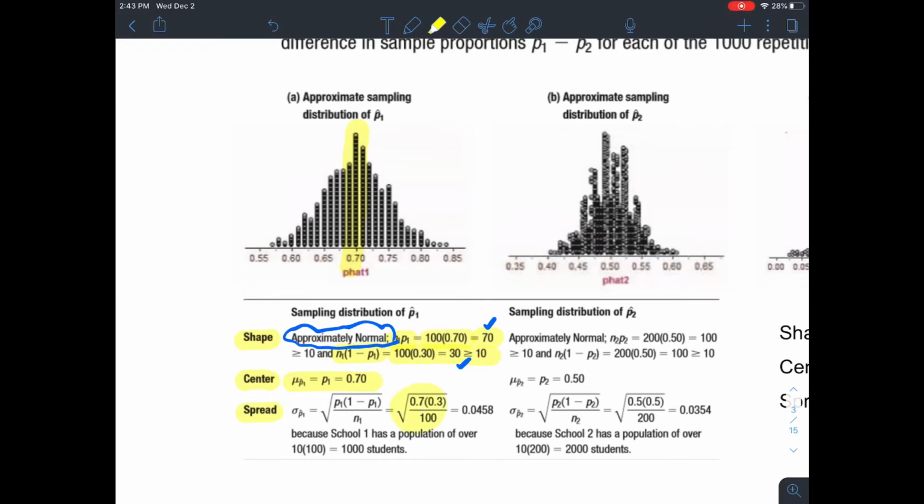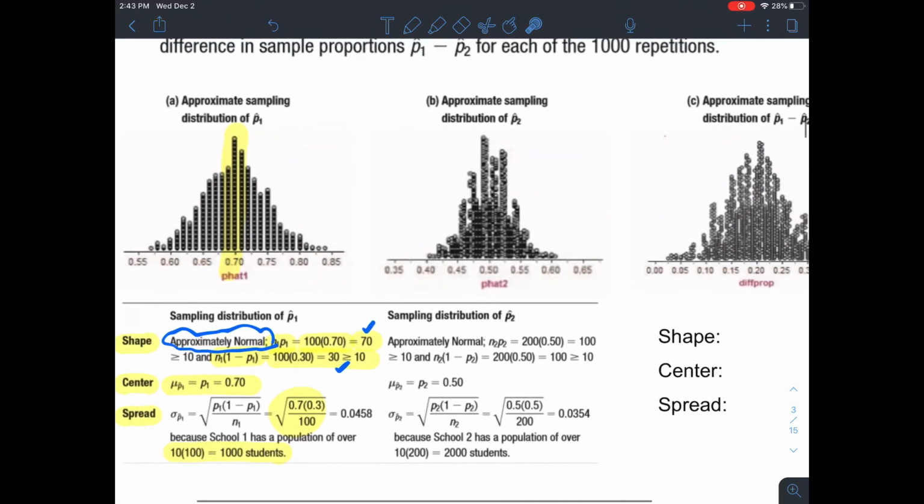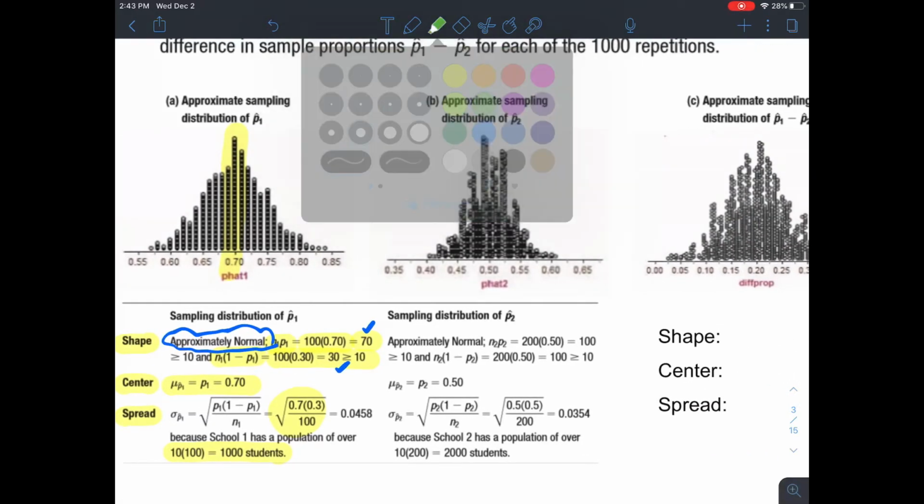And then the spread, the formula is the probability of a success times the probability of a failure divided by the sample size, provided that we're doing the 10% condition. You can see that here. We're taking 10 times the sample size. That total needs to be less than or equal to what the entire population is at school 1. And I think we're assuming that there's more than 1,000 students at school 1.